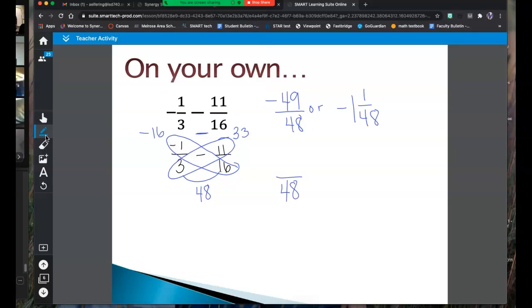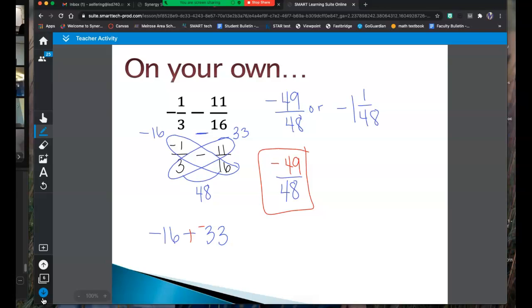The top number we have to be careful with. Here's where some of you made your mistake, and this is why some of you put 17, or negative 17, because you did 33 minus 16. But it's negative 16 minus 33. And if we have negative 16 minus 33, I would do keep, change, change. So that's going to be negative 49. So you end up with negative 49 over 48. Questions there? Do you see your mistake if you made one? Hopefully.